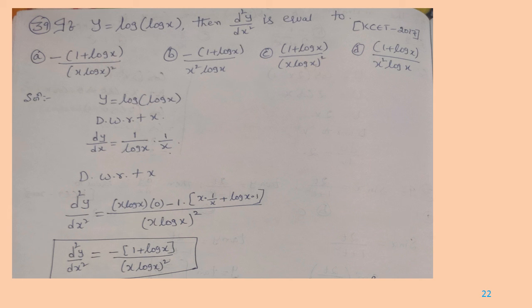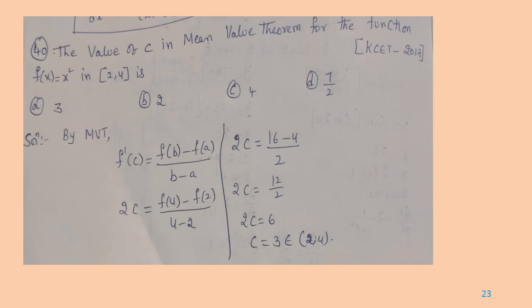Now once again differentiating, we need to go by the quotient rule. In the denominator, x log x whole square. In the numerator, x log x: differentiation of 1 is 0, minus 1 into, in the denominator we have two terms, so we need to go by the product rule, x into 1 by x plus log x. So the answer d square y by dx square equal to minus (1 plus log x) divided by (x log x) whole square, which is option A.